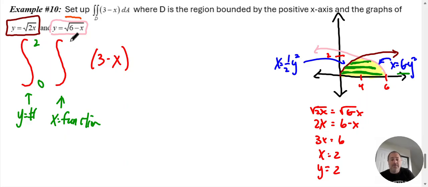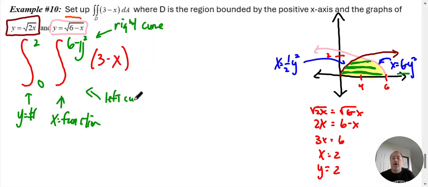So we're going to do 6 minus y squared. All right, again, remember, this is always going to be the right curve, the one on the right-hand side. And then the left curve is going to be our lower bound, again, if everything's in terms of y equals. So that's going to be 1/2 y squared. And so we're going to go ahead and add the x to our integral, because this is in terms of x, and then we're going to do dy. And so that's our setup for this problem.